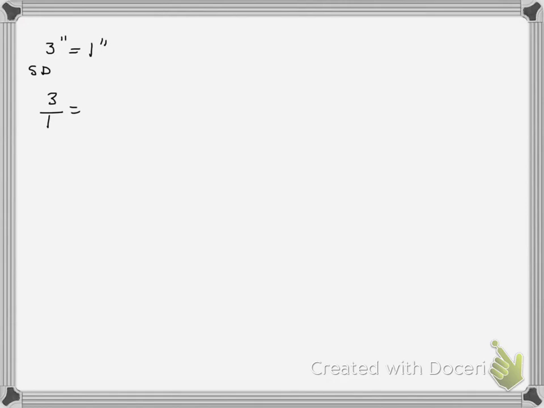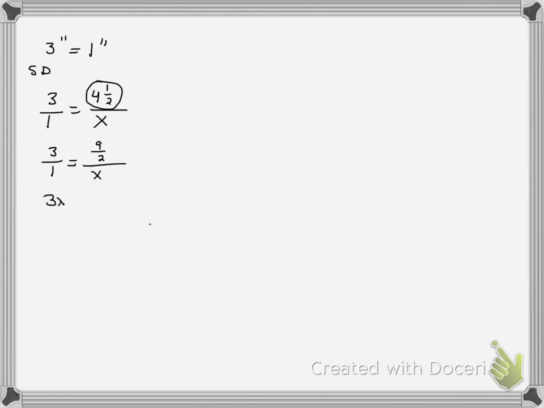My new numerator will be the new scale. On the scale drawing, it's 4 1/2. And what would the actual be? Just like that. Scale drawing versus the actual. Now, the first thing I would do is convert that to improper. 3 over 1 equals 9/2 over x.